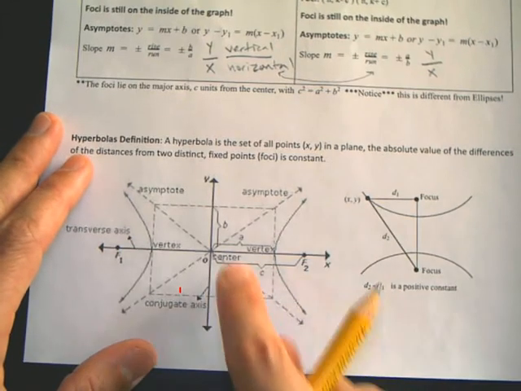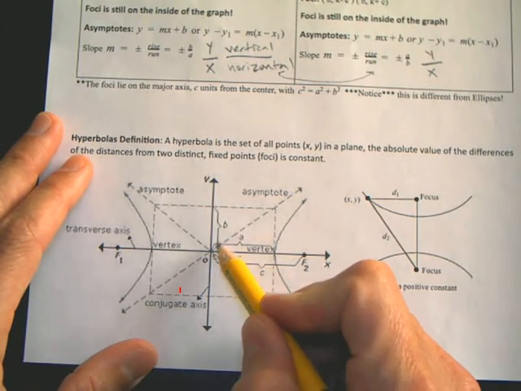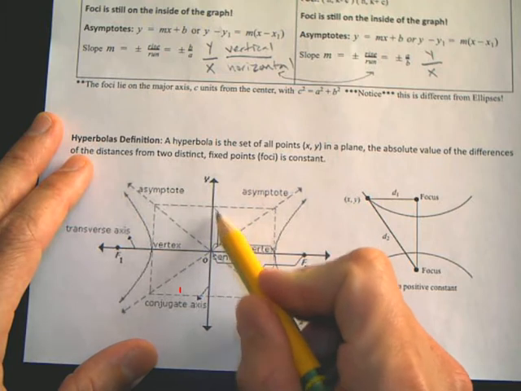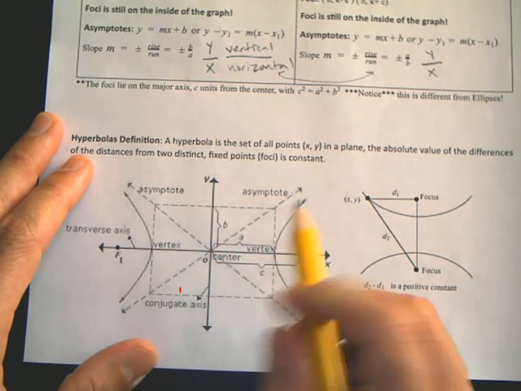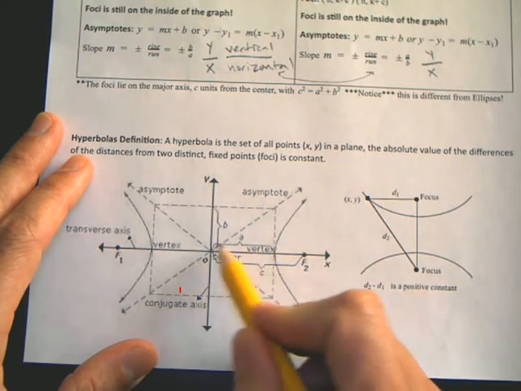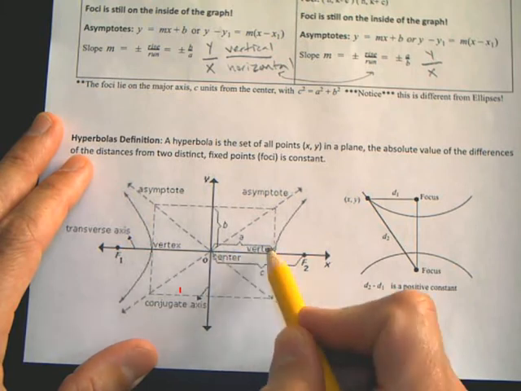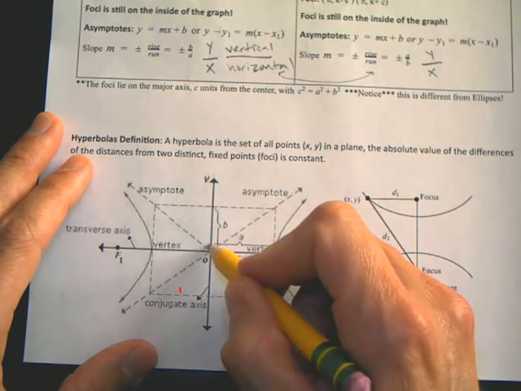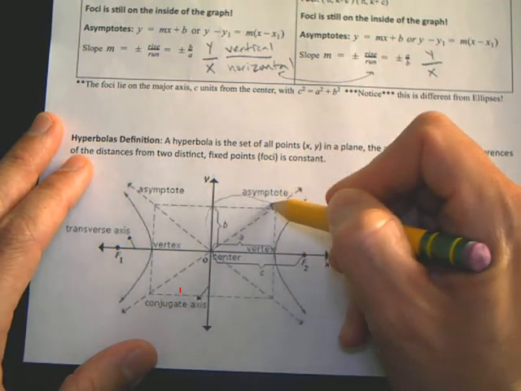Here's our center. There's our vertical distance, b. It's always going to be the value under y. Here's our horizontal distance, a. It's always going to be the value under x. And our slope will always be b over a. So always vertical over horizontal.